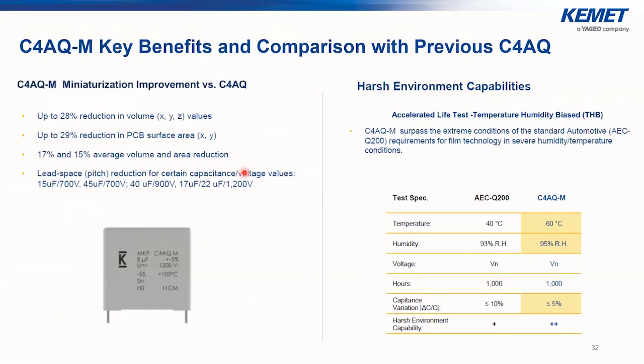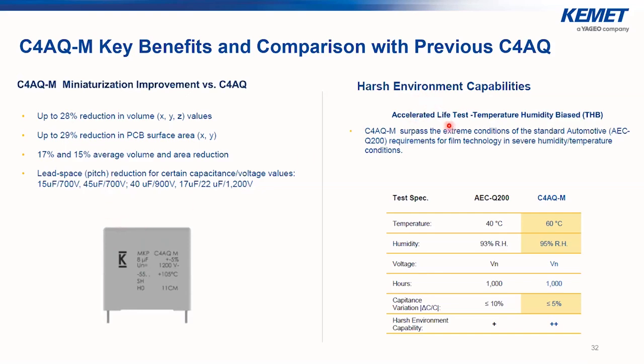But let us look deeper at this comparison between the C4EQ and the C4EQM. From a mechanical point of view, we are able to reach up to a 28% reduction of the volume and up to a 29% reduction in the PCB surface area. For some capacitance values, we are even able to move to a lower pitch size. Here we are showing some examples where we can move to a lower case size dimension with the same capacitance value and rated voltage.